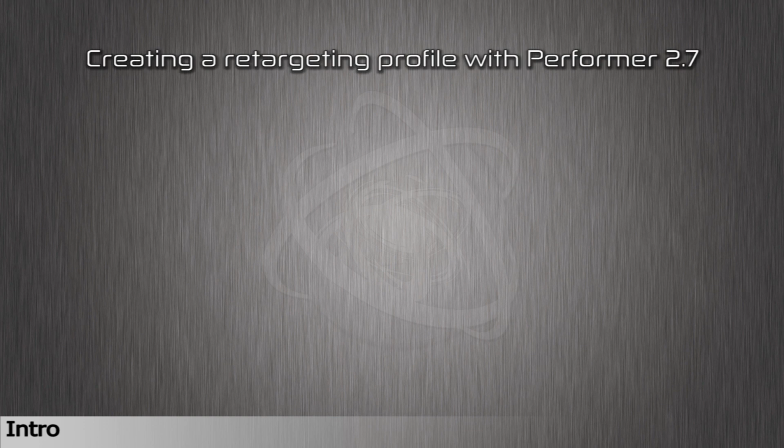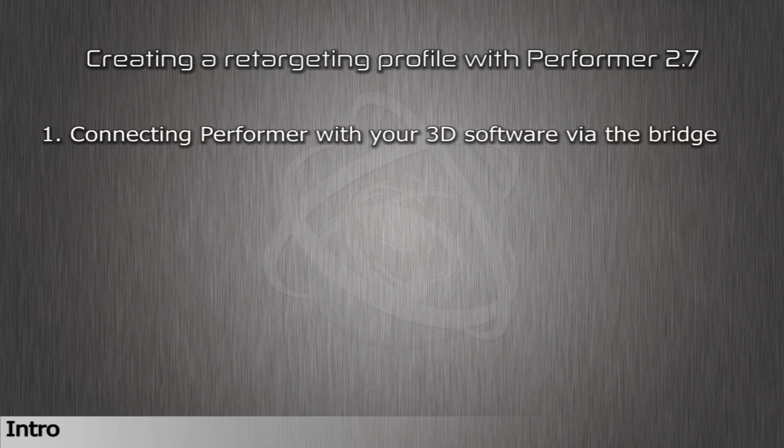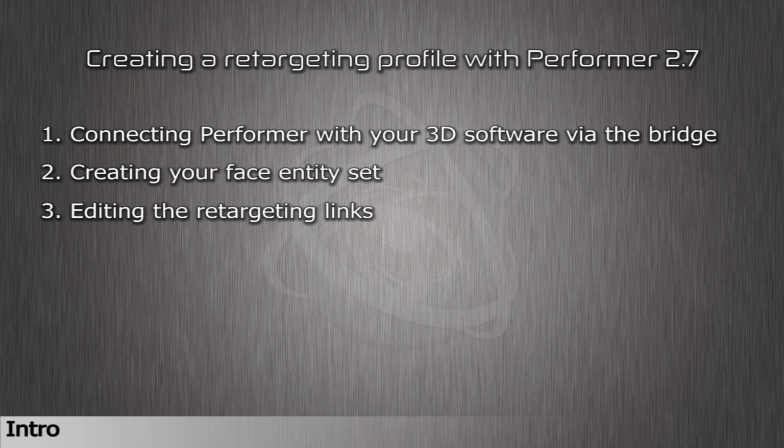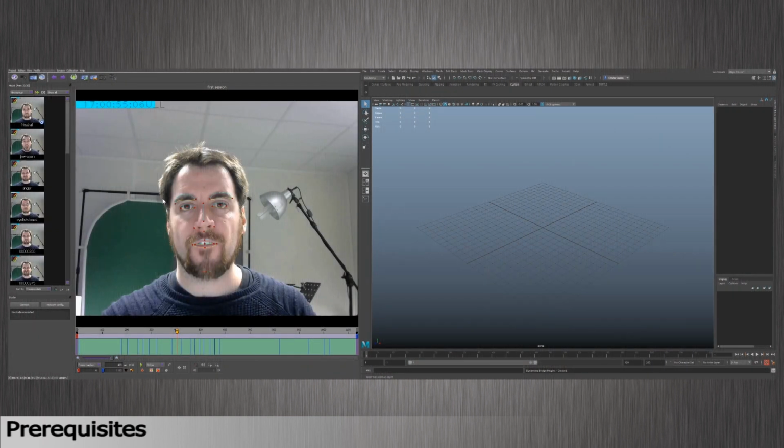In this video, I will walk you through connecting Performer with your 3D software via the bridge, creating your face entity set, editing the retargeting links, and solving the animation. In the previous tutorial, we saw how to create a tracking profile. It is now time to proceed to the retargeting part.